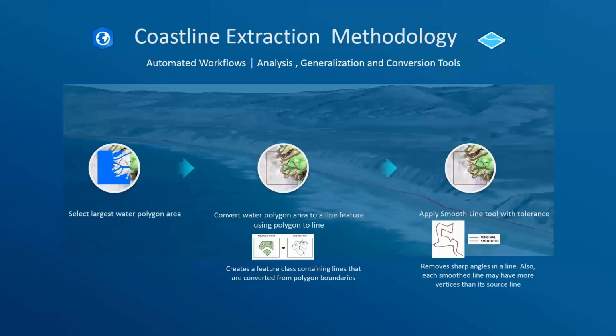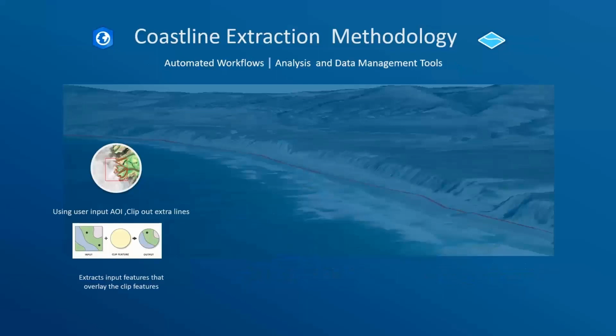After getting the line features, apply the smooth line tool on it with a tolerance. In my case study, I used 30 meters as a tolerance to remove any sharp angles in the line. It also adds more vertices to the smoothed line, which will help the user at the time of manual QC. If they want to tweak any minute changes, the more vertices will help them to do that more accurately. Then using the user input AOI, clip out the extra lines.